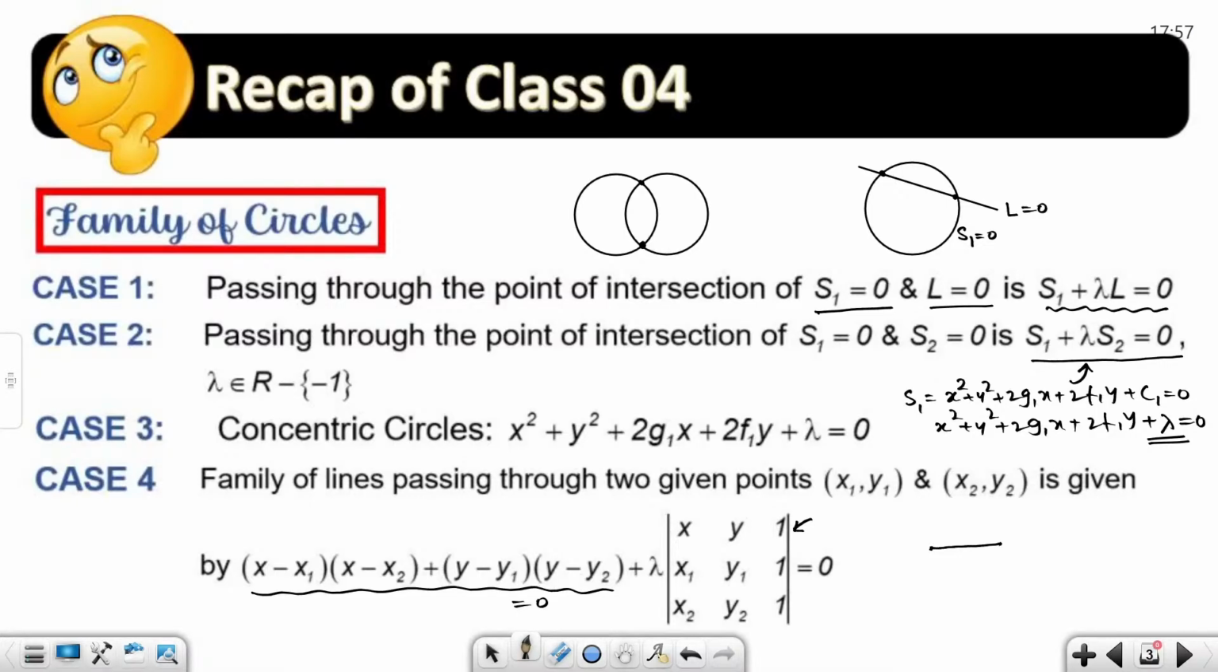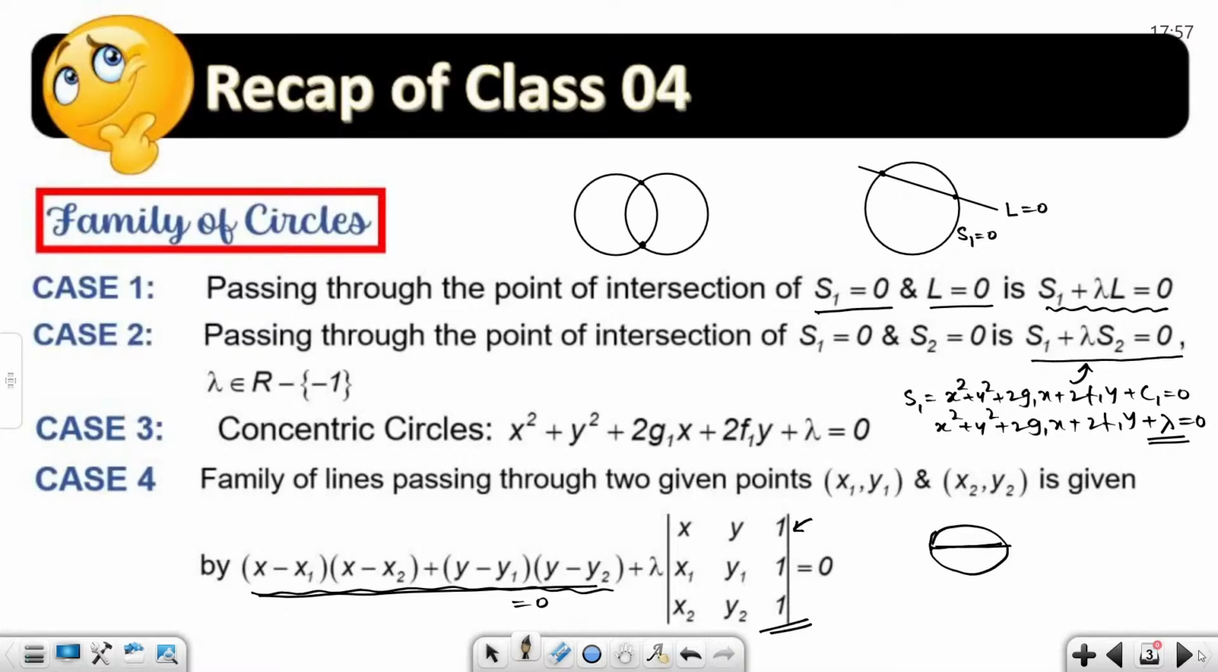Therefore, the family of circles which are passing through the point of intersection of this circle and this line is given by this expression plus lambda times the expression for the straight line equals to 0. Okay, so this is the family of circles.